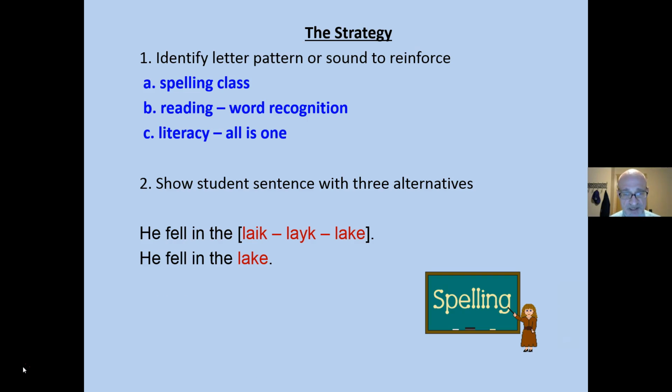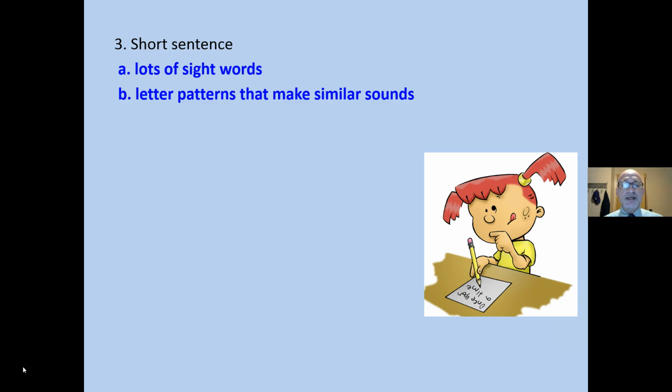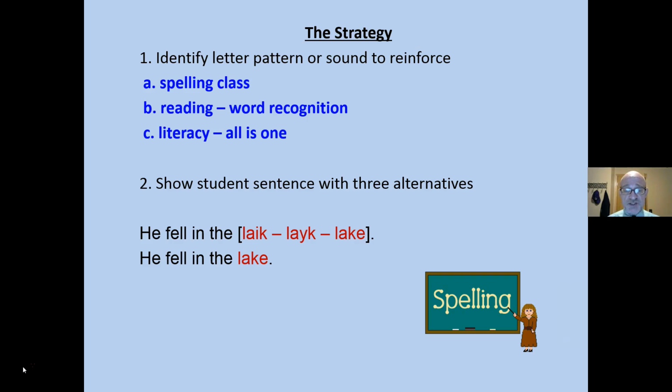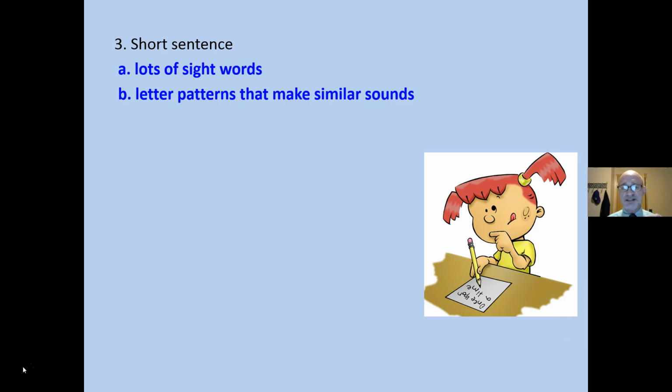Now this can be done with paper. I like PowerPoint because it's quick and easy and moves quickly from one sentence to the next. You use short sentences, as you'll see, with lots of sight words. You want the focus to be on the target letter, sound, or pattern. You use lots of sight words, and you try to include letter patterns that make similar sounds. If I'm doing the long A sound, there are a lot of letter combinations: AY, the CVC pattern, and AI.